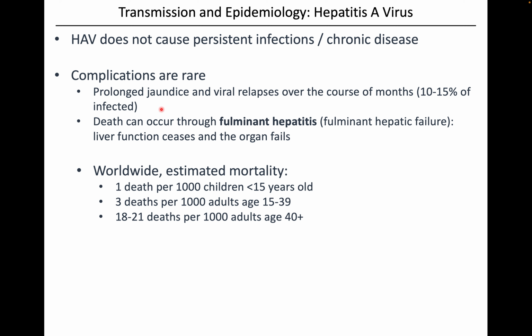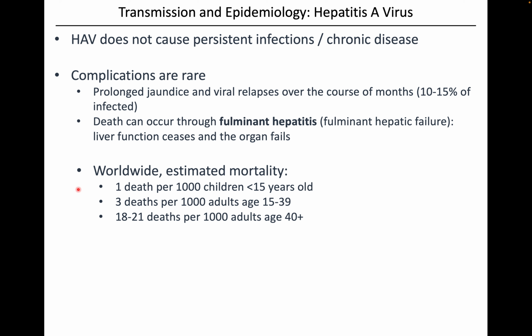So some of this I've already said. Rarely you're going to get complications with hepatitis A, although in some cases you can get prolonged periods of jaundice. You can get relapses over the course of months, but usually not longer than that, because as we said, this is not going to be chronic. Occasionally you will see deaths attributed to hepatitis A, which are basically due to liver failure from the hepatitis.